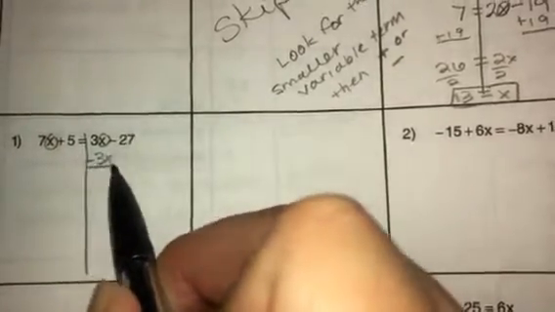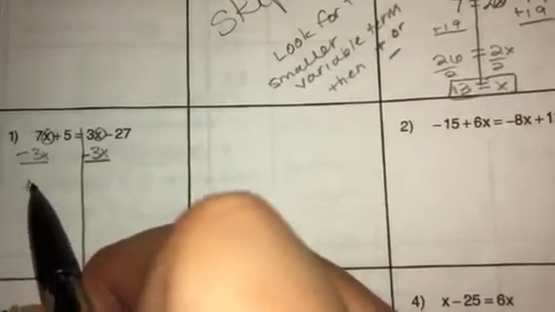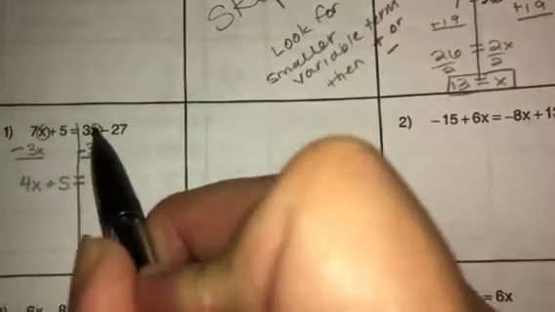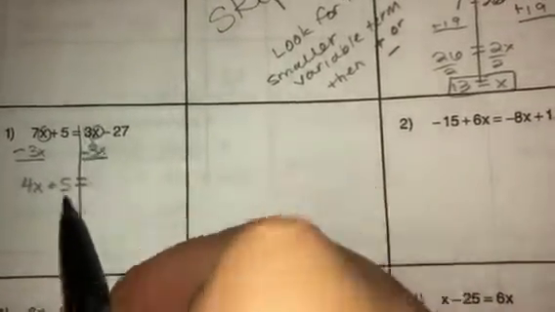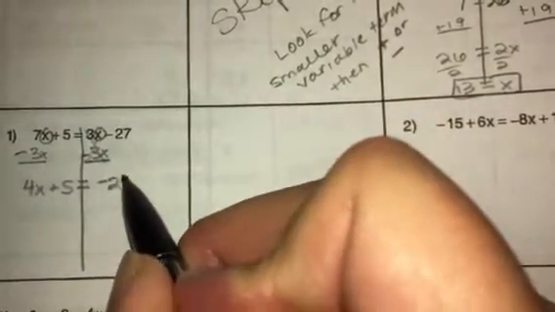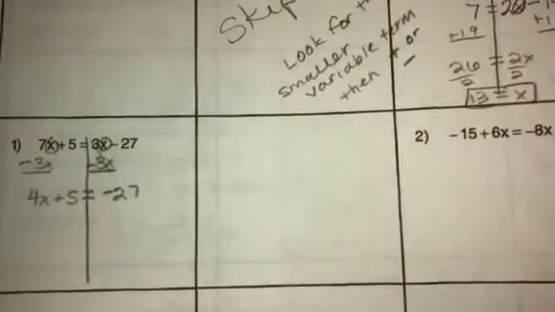So that's what I'm going to do to move it to the other side, I'm going to subtract that 3x. 7x minus 3x is going to give me 4x plus 5. On this side, the 3x's cancel out. And so all I'm left with now is a negative 27. Don't forget the sign in front of a number stays with that number.